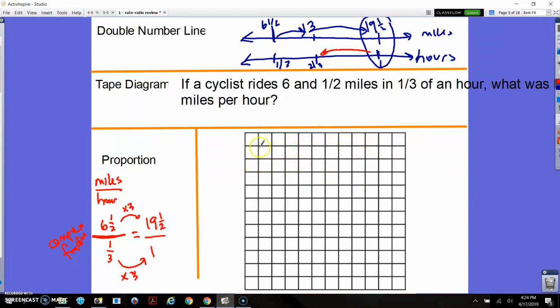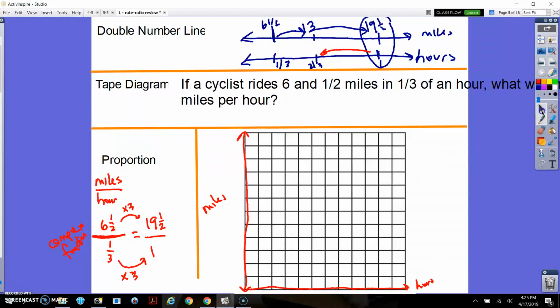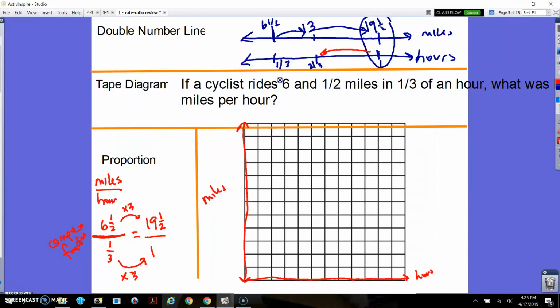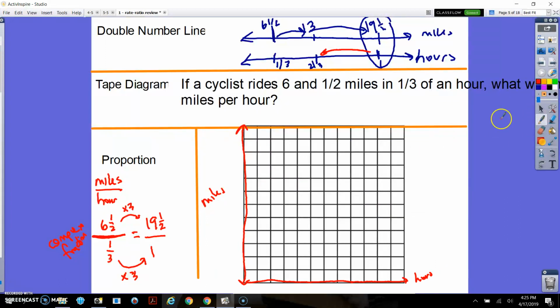Coordinate plane. We did too, so we would make an x-axis and a y-axis. So I'm going to make an axis here, and maybe do my miles here. And then I'm going to have an axis here, and do my hours here. And I might slide that up a little so it's easier to see. There we go.